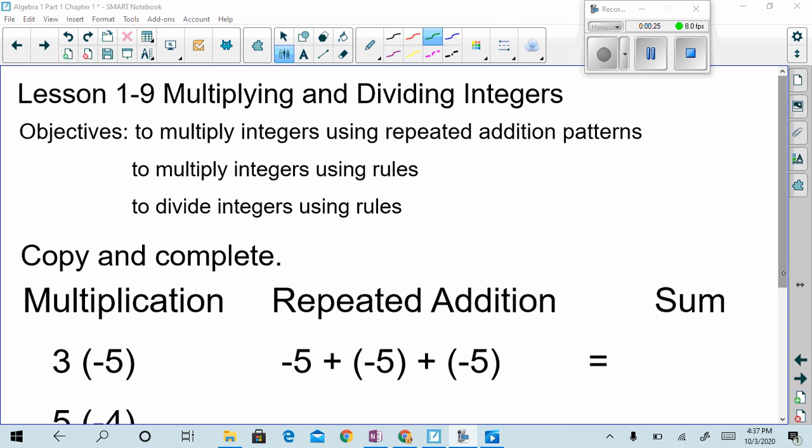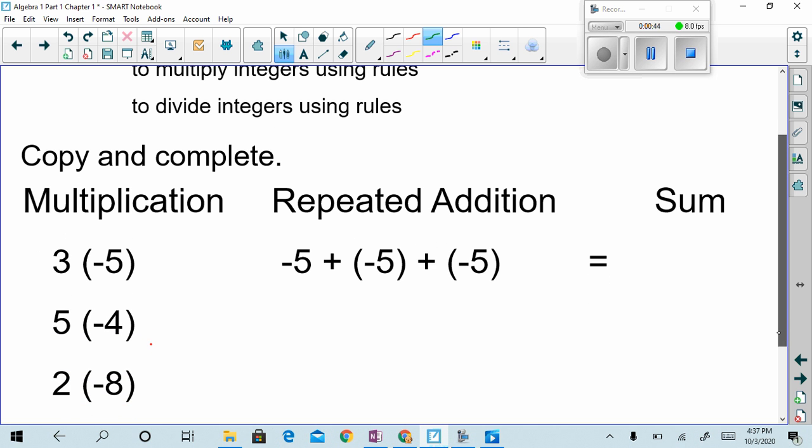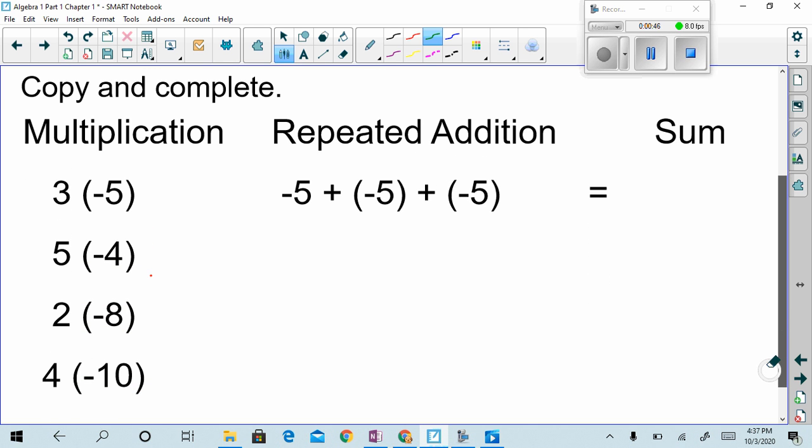In Lesson 1.9, we're going to be looking at multiplying and dividing integers. We'll start off by examining how multiplication is just repeated addition, and we're going to use those patterns to help us to develop the rules. We'll then use the rules to solve some problems. So let's start by examining this repeated addition.